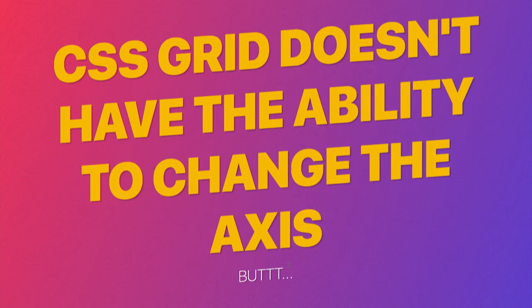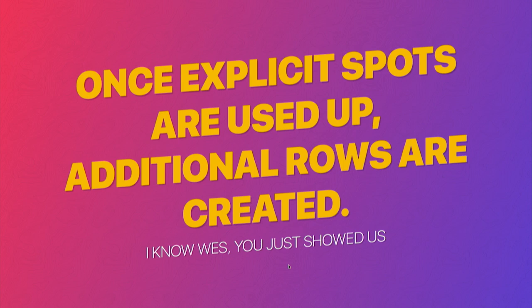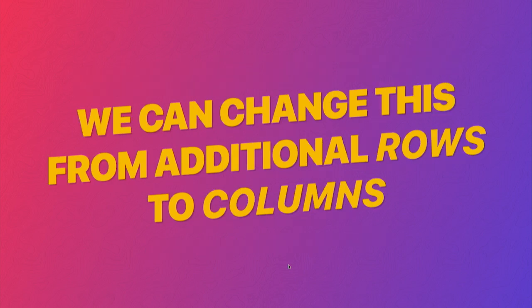Thankfully, CSS Grid doesn't have the ability to change the axes, but once the explicit spots are used up, additional rows are created. We just went over that, right? Remember I said, okay, we have this many spots, but we got some extra. So where do those go? Well, the grid will just automatically keep building and adding more rows, right? We can flip that to not add extra rows, but to do the opposite, which is add extra columns.